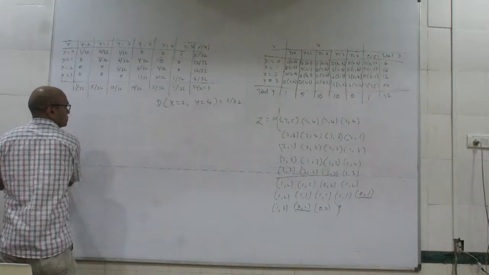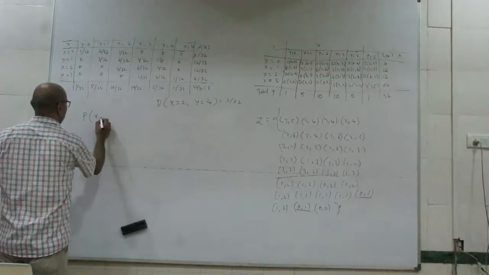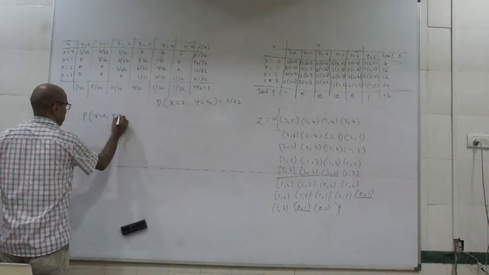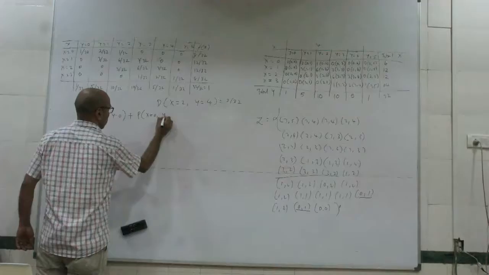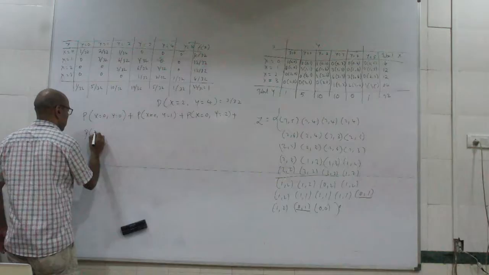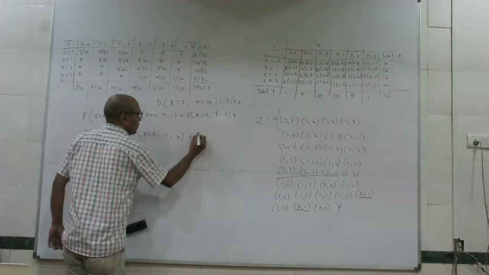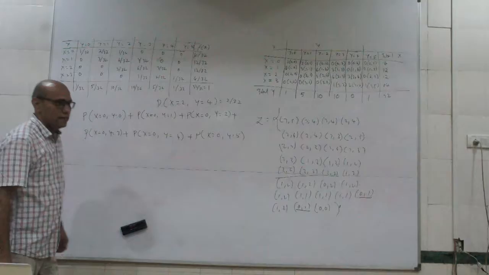So how did I get this 4 by 32? It is the probability that x takes a value 0 and y takes a value 0, plus the probability that x takes a value 0 and y takes a value 1, plus the probability that x takes a value 0 and y takes a value 2, plus x equal to 0 and y equal to 3, plus x equal to 0 and y equal to 4, plus x equal to 0 and y equal to 5. If I do this, I get 4 by 32.